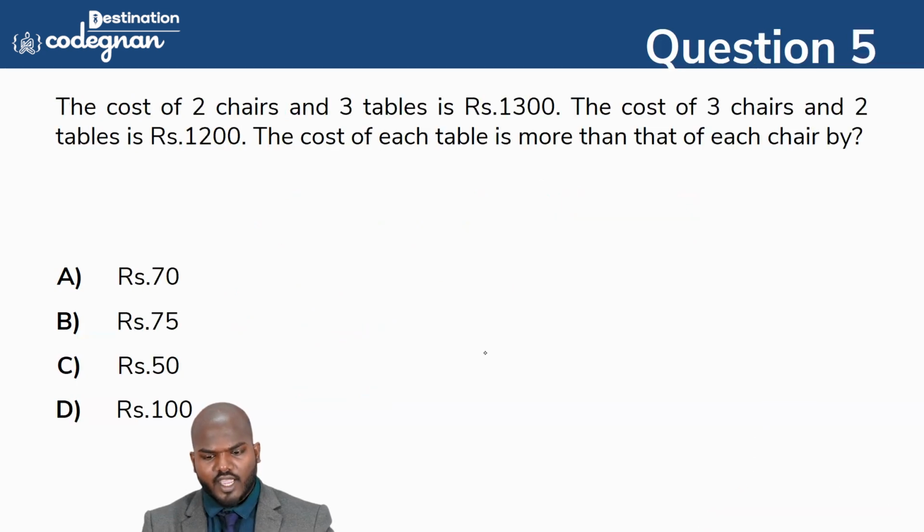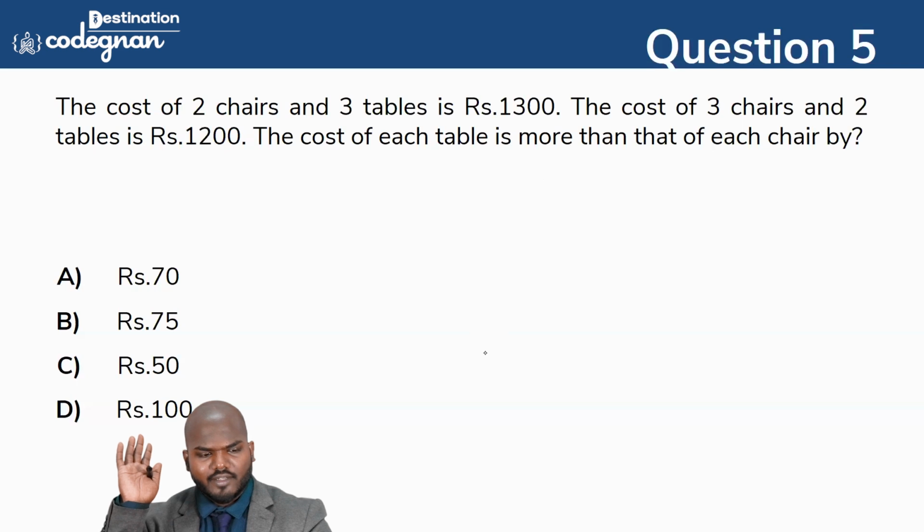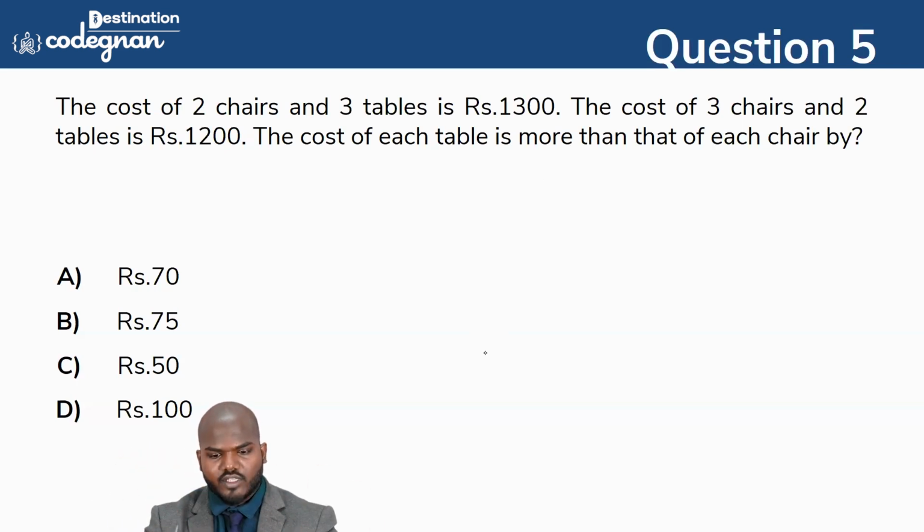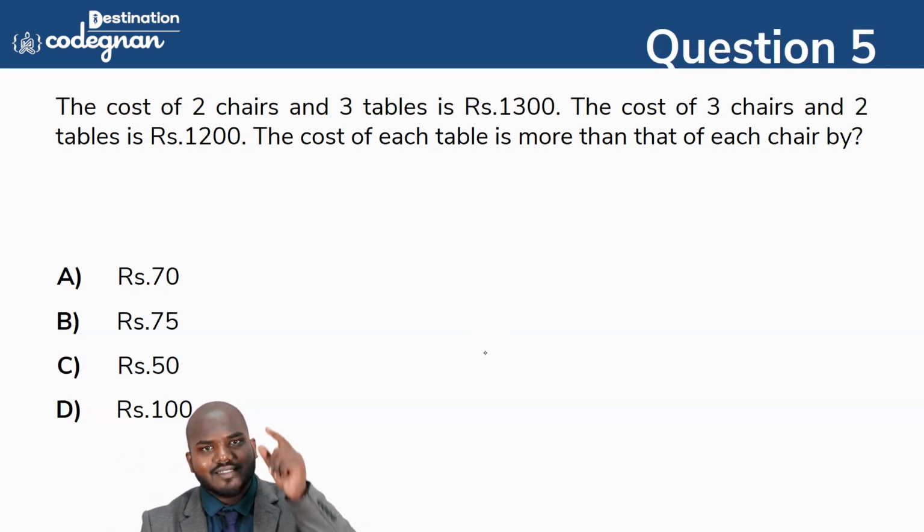So going to the next one, guys, this is a little bit different. So please look at it very carefully. So the cost of 2 chairs and 3 tables is 1300 rupees. They are mentioned here. Okay. So the cost of 3 chairs and 2 tables is 1200 rupees, and the cost of each table is how much more than each chair? Okay, this is a very simplified question. It is still called an application of numbers only. Okay, so please make sure you follow this question.